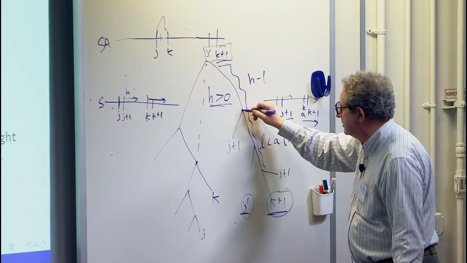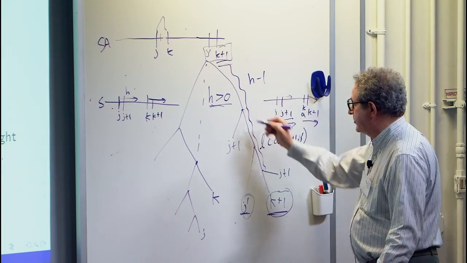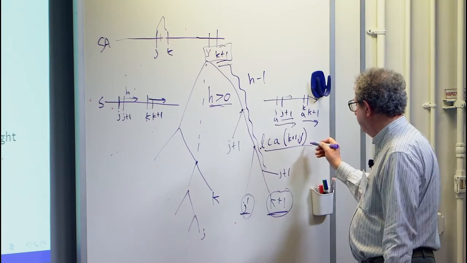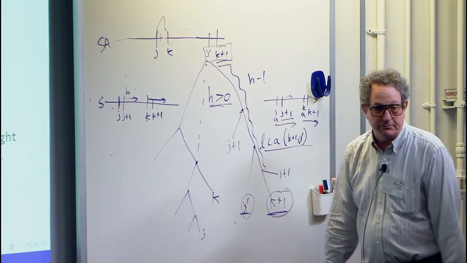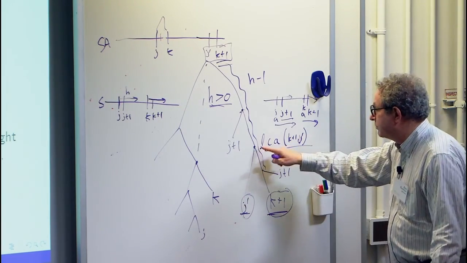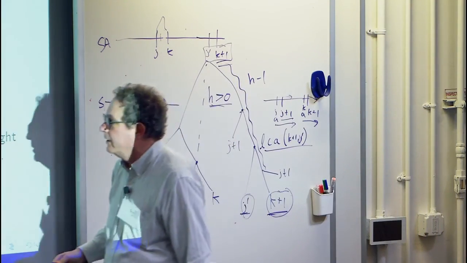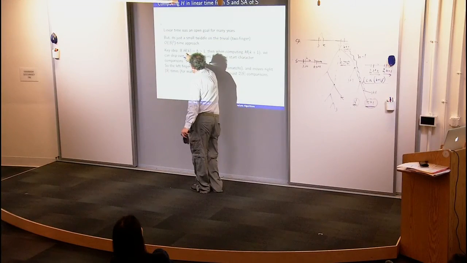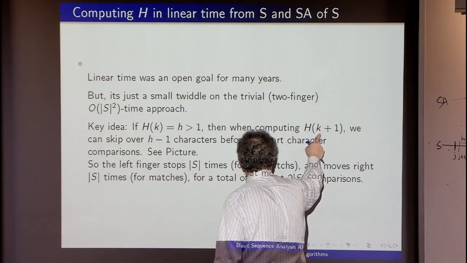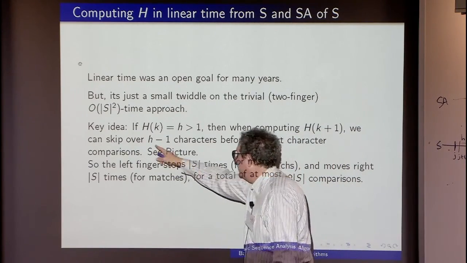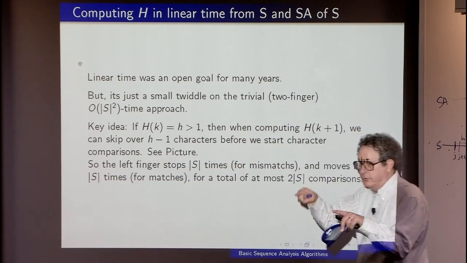I really have to say, and I did, rigorously, that J plus 1 is above the least common ancestor of J prime and K plus 1. And this is what we want. So the conclusion here is that H of K plus 1 can skip over H minus 1 characters before we start doing this naive comparison again.